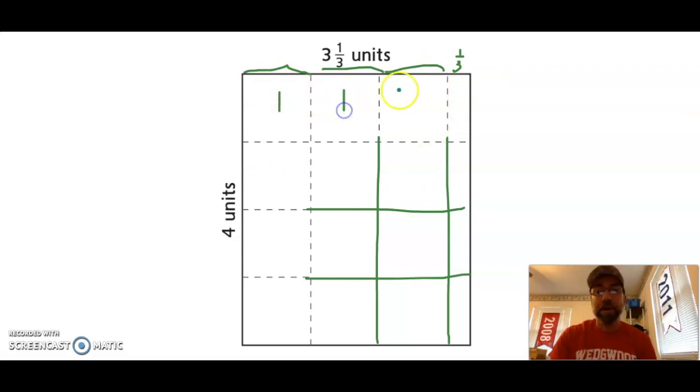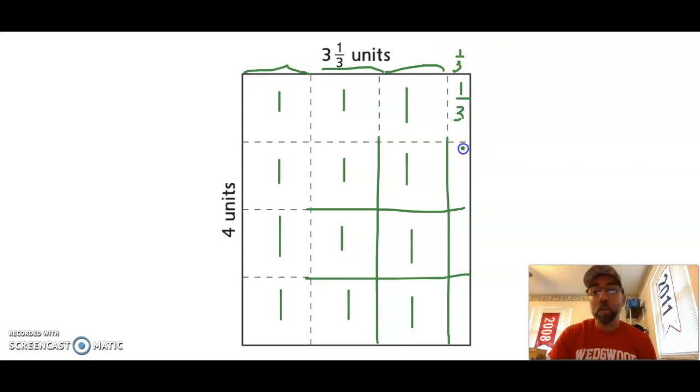Now you're going to notice that I have some squares here that are full squares. This is worth 1, 1, 1, 1, 1, 1, 1, 1, 1, 1, 1, and 1. These little parts are not worth 1. These little parts are worth 1/3. Now I have to figure out how many squares I have in all. Well, full squares, I have 4 times 3. 4 times 3 equals 12. So there are 12 full squares.